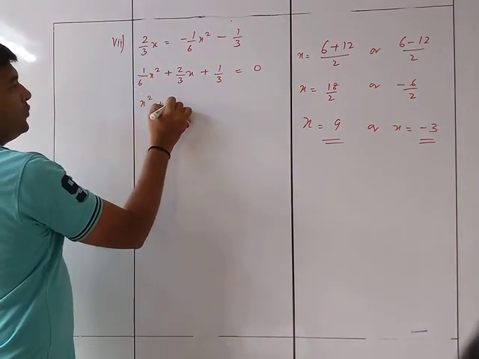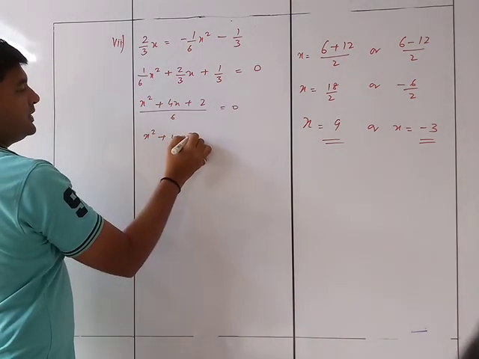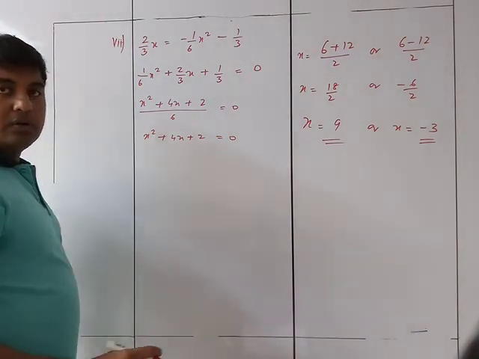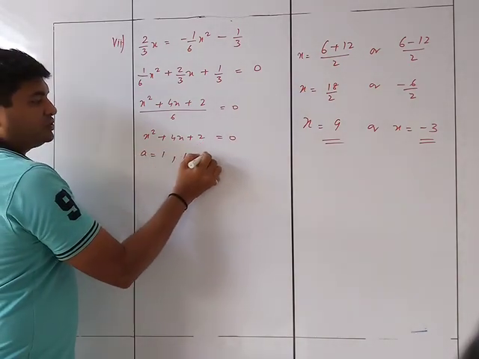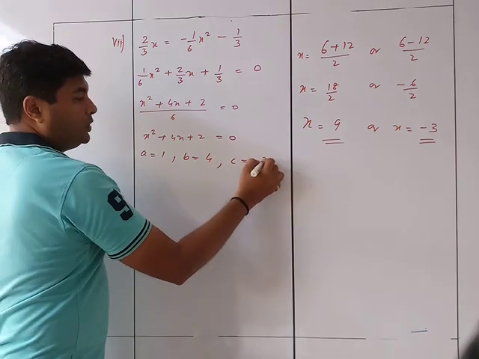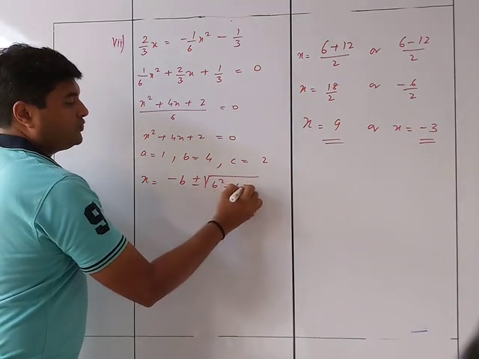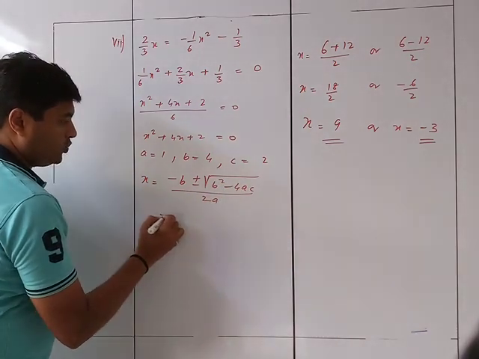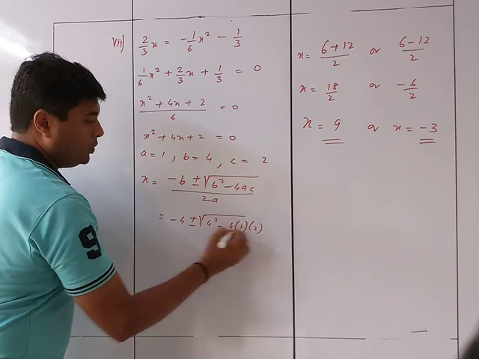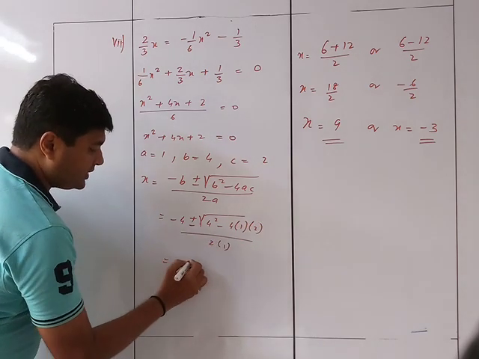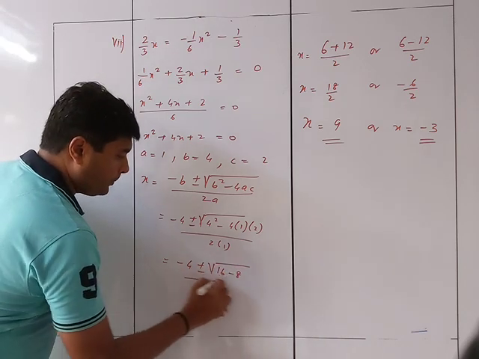So x square plus 4x plus 2 upon 6 is equals to 0. So x square plus 4x plus 2 is equals to 0 is the given quadratic equation, because 6 goes here and becomes 0. So a is equals to 1, b is equals to 4, and c is equals to 2. So x is equals to minus b plus or minus root of b square minus 4ac upon 2a. So that gives you minus 4 plus or minus root of 4 square minus 4 into 1 into 2 upon 2 into 1. So that means minus 4 plus or minus root of 16 minus 8 upon 2.